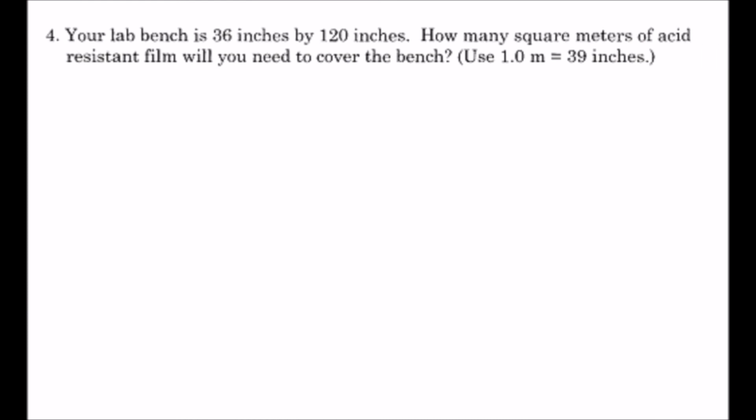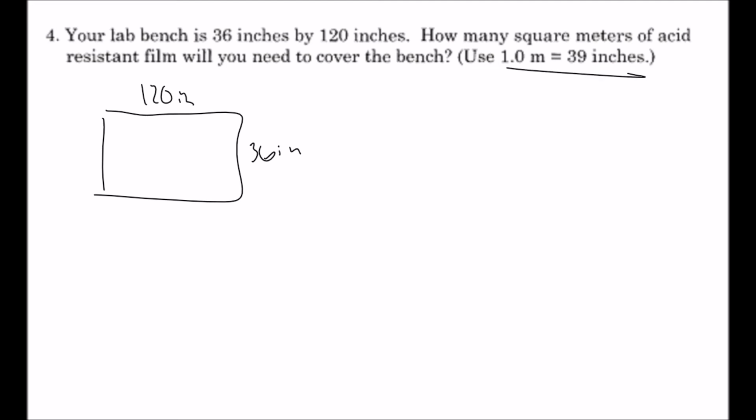Final problem I want to discuss reads, your lab bench is 36 inches by 120 inches. How many square meters of acid-resistant film would you need to cover that lab bench? And use the following conversion. Reminder here that area is going to be equal to inches squared. We're given the conversion that 1 meter equals, 36. Oh, right, our lab bench is 36 inches. But 1 meter equals 39 inches.